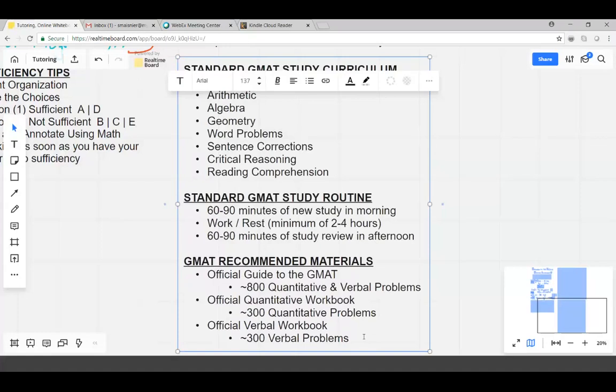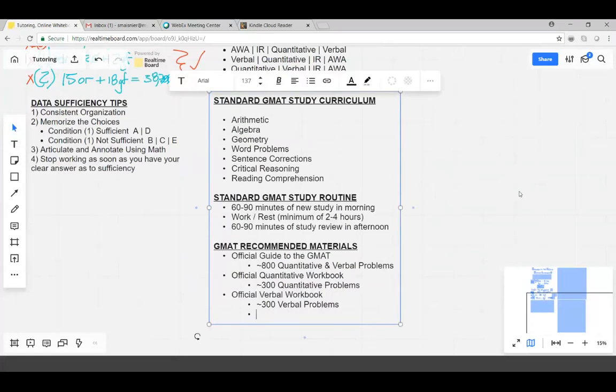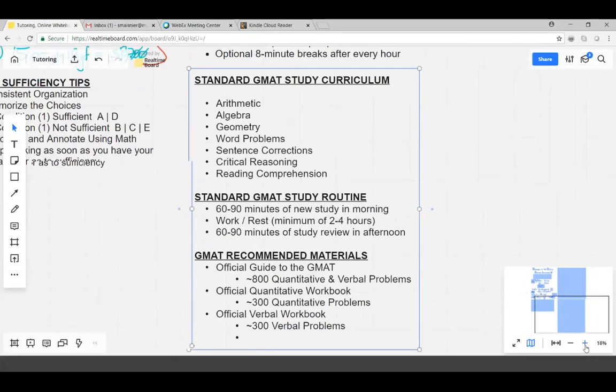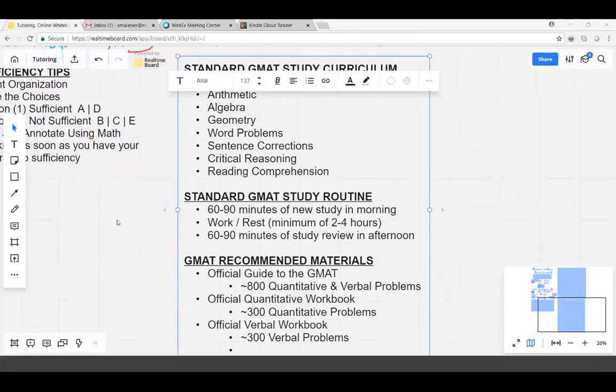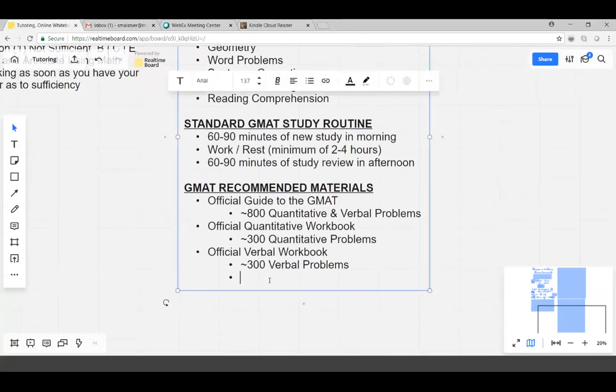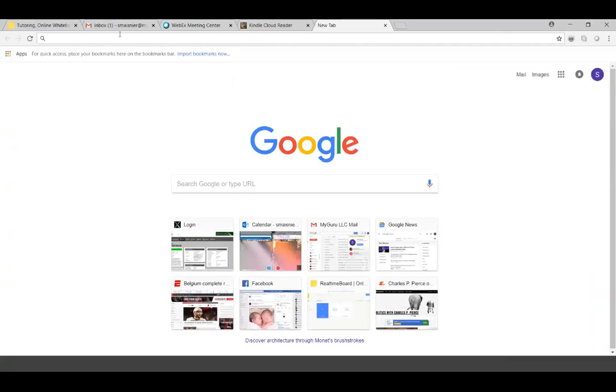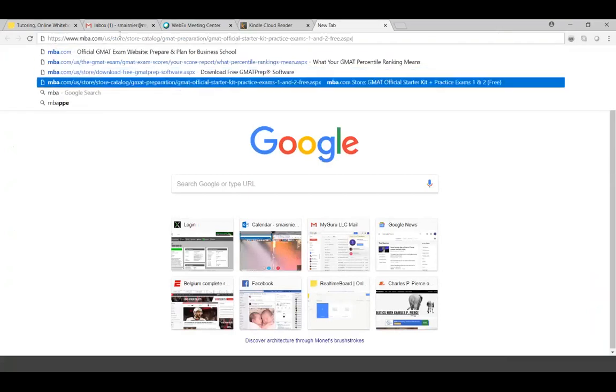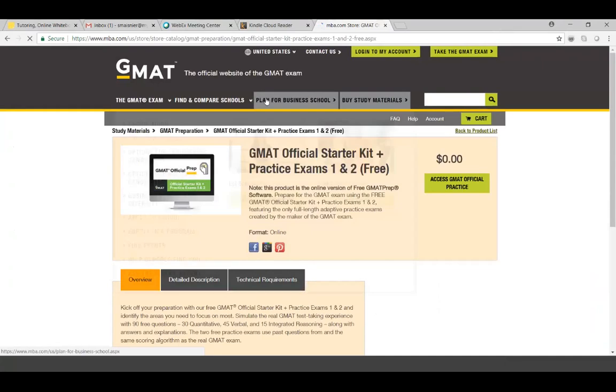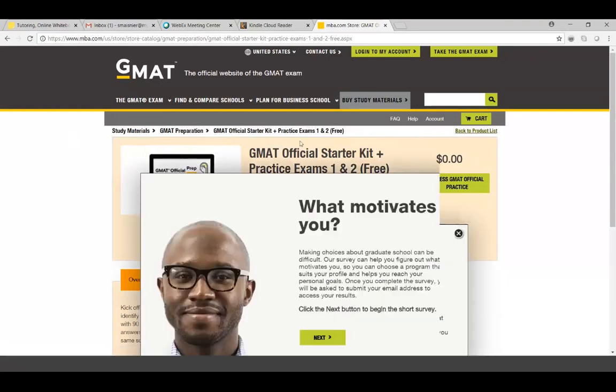The next thing that we're going to talk about is going to be the practice exam. So there's no two ways about it. You're going to want to do some practice exam work. So if I go here and create a new tab, there we go. If we go to MBA.com, we can go to the official starter practice kit online. You can see that it's free. The first two practice exams are free from the GMAT people.